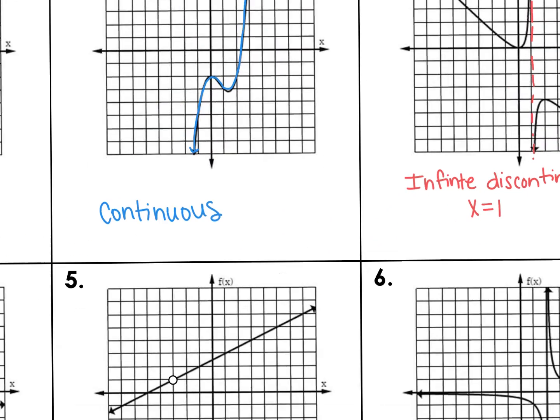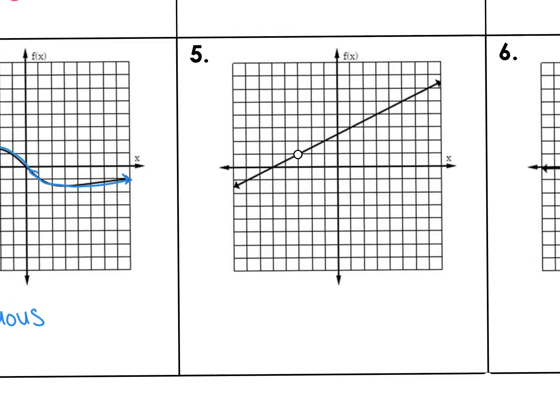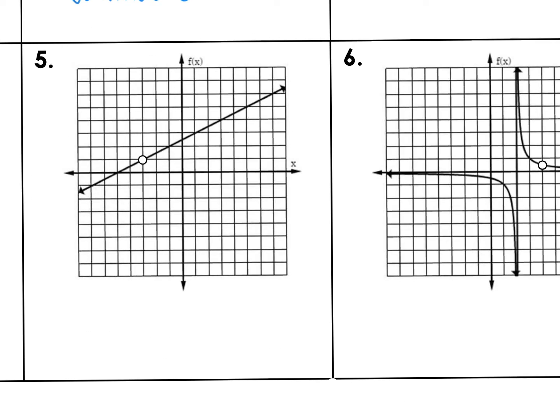All right, let's look at number 4. So number 4, if I move along my graph from left to right, ooh, my graph is nice and smooth. So this is a continuous function. Look at number 5. Number 5, whoop, it looks like I have a hole. If you have a hole, we call it removable discontinuity. And now I have to give the x value of the location of the hole, which is at -3.